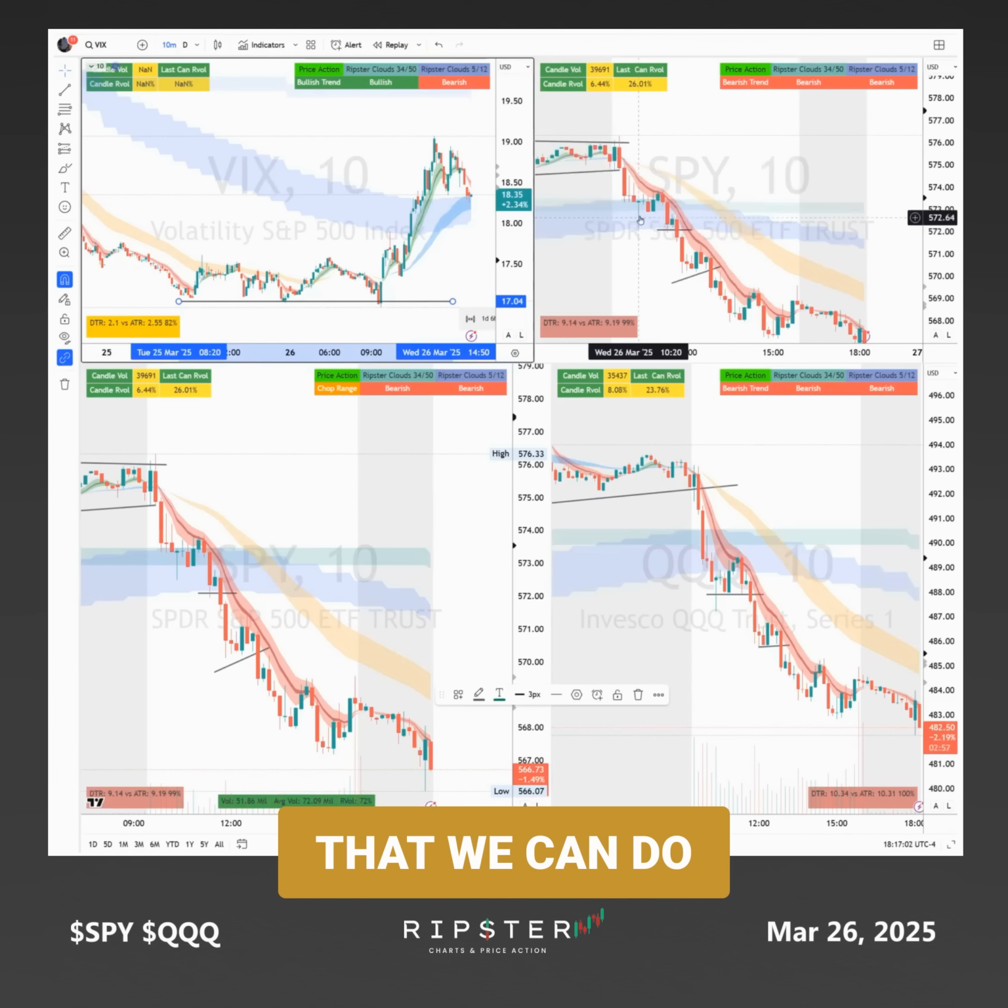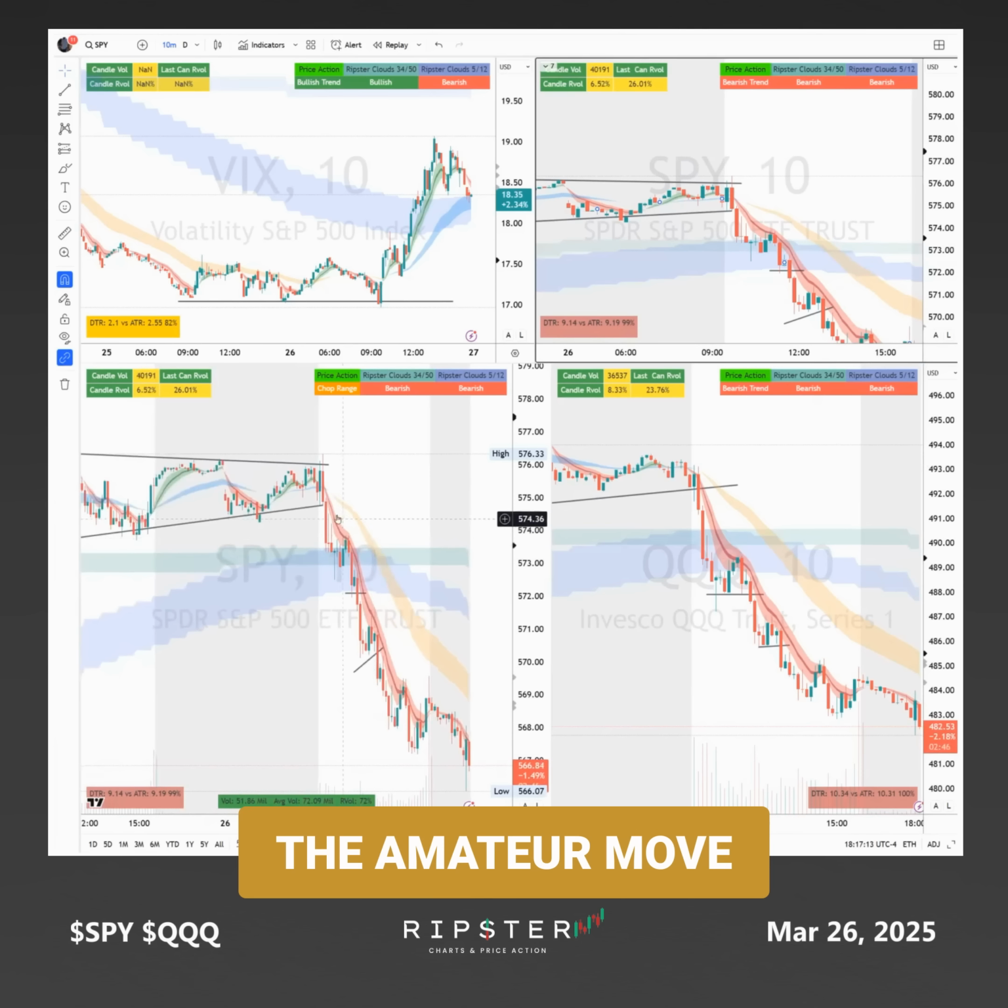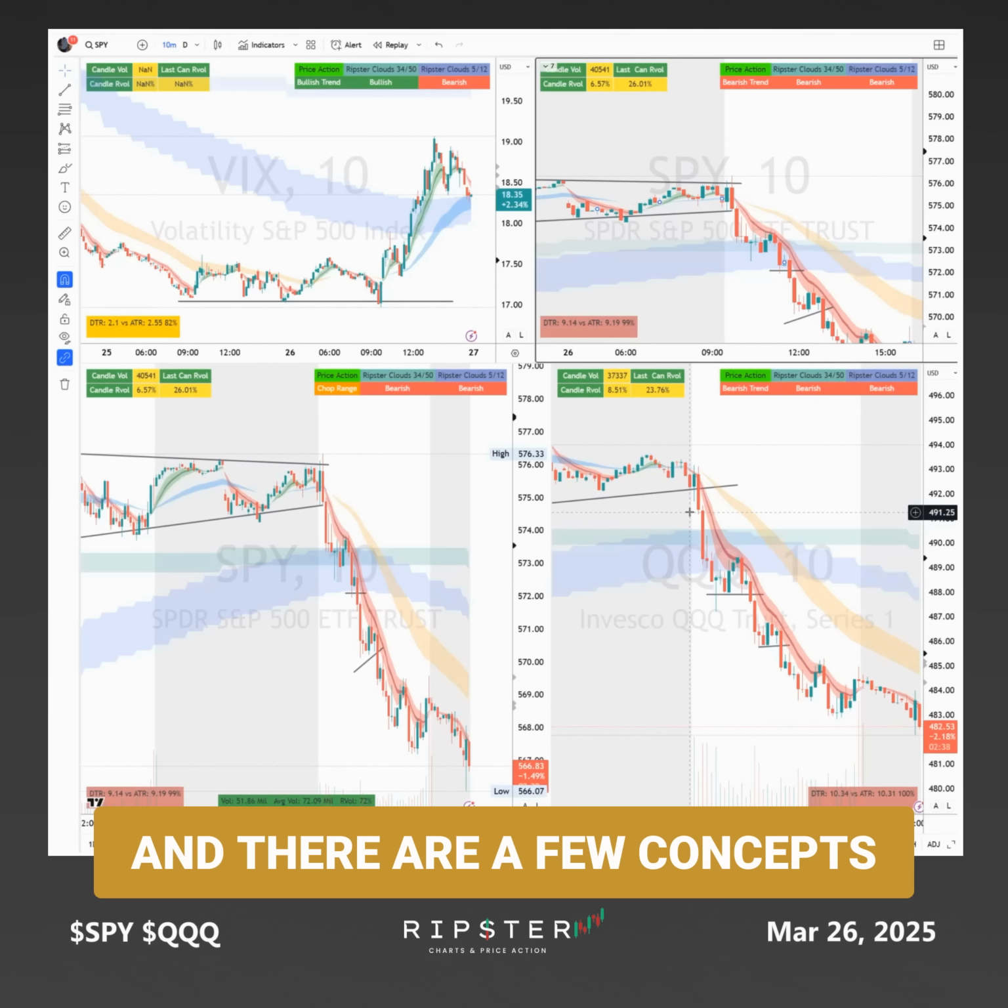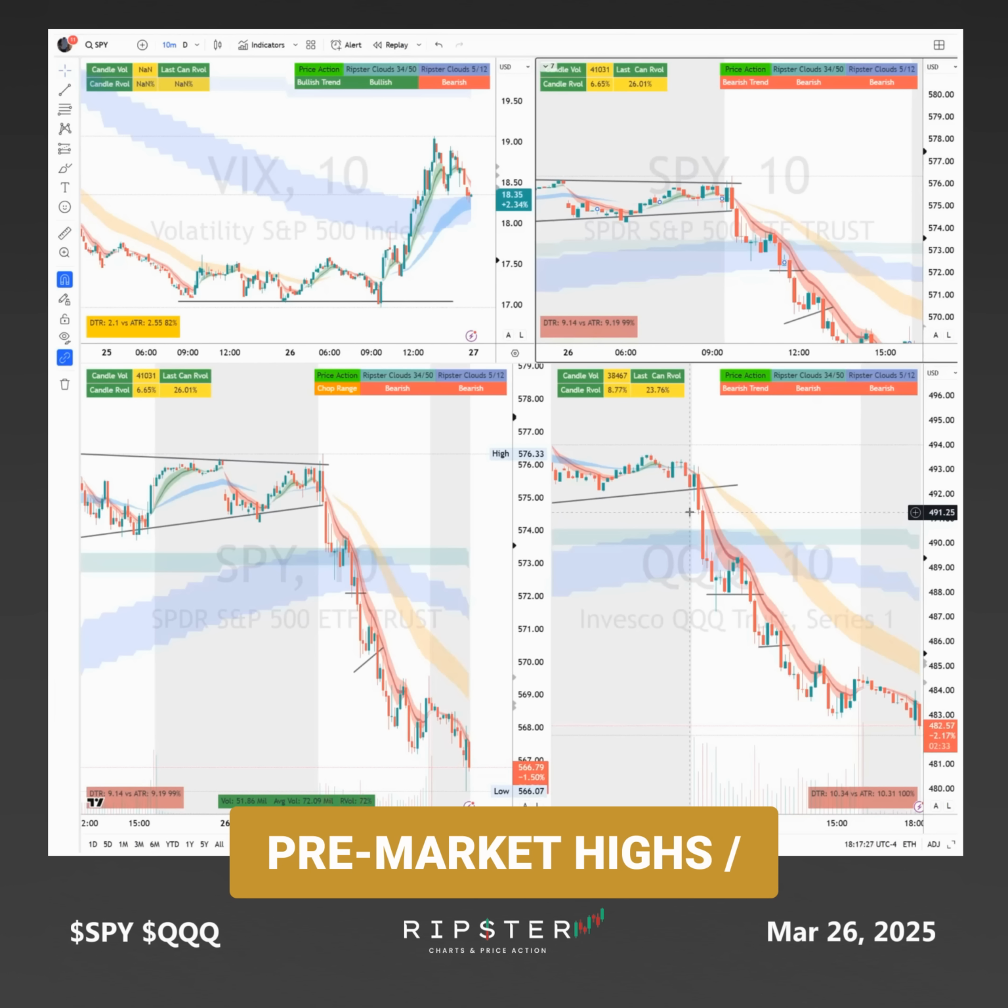Initially, I mentioned that we can do the amateur short scalp. So we were shorting the amateur move, but the real move comes in the trend move. And there are a few concepts: VIX concept, pre-market highs, pre-market low concept, and you have to watch the amateur and trend move concept. You can take a trade. If it doesn't work, you get out.